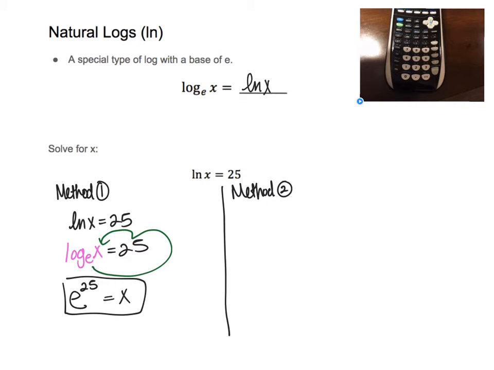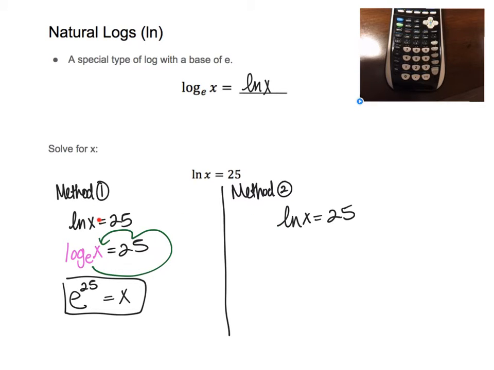Okay, on this side here, I'm going to do the exact same problem, ln of x equals 25, but this time around, I'm going to solve it just a little bit different. So another way you can solve it, and this is a way that a lot of college kids solve this problem, and a lot of college professors teach it this way too. So that's why I want to show it to you, because you might prefer this way over this first method.